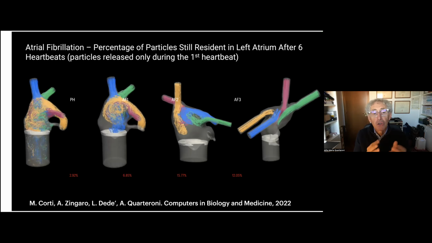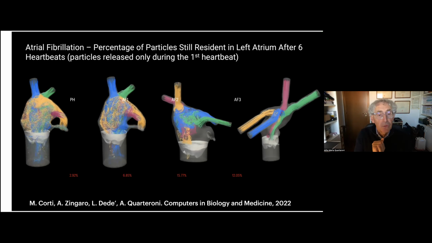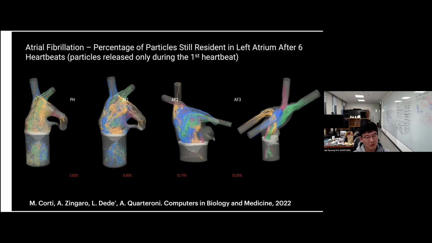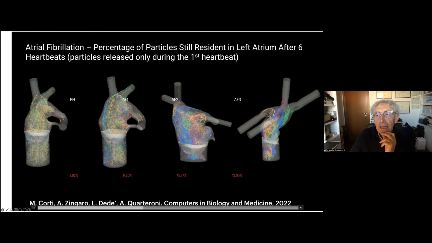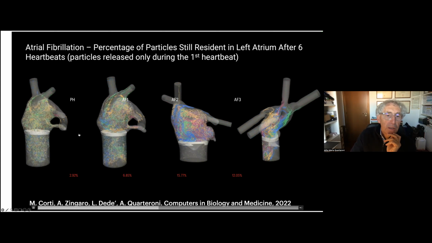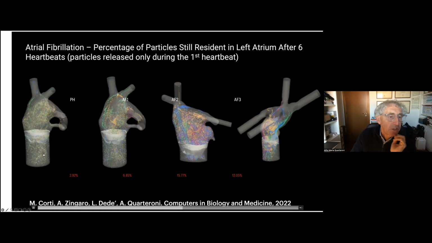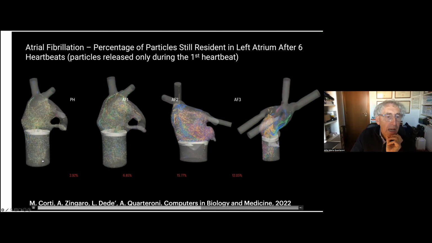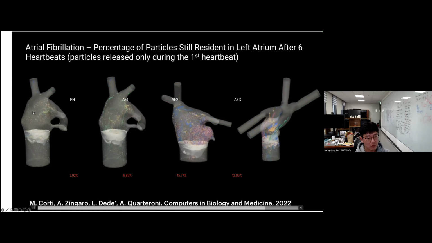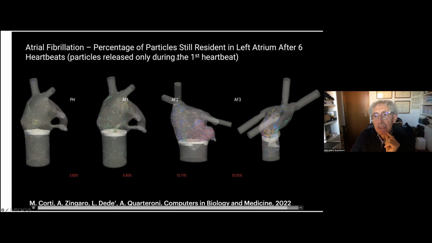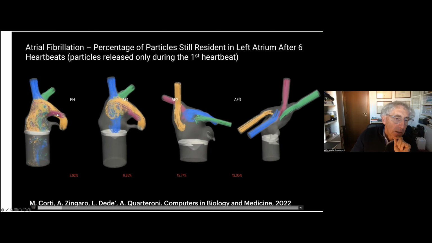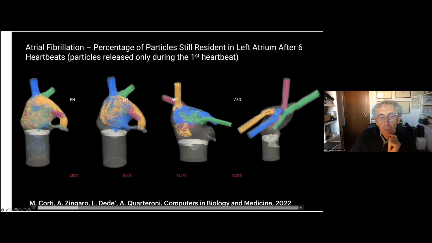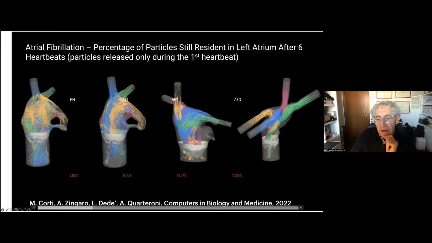Now, you can show that the different processes are actually connected together, and here is an example. This is a patient with atrial fibrillation. This is the left atrium, and we are injecting artificially blood particles, and we want to see how many of them are still in the left atrium after 6 heartbeats, right? So what you see on the left hand is a healthy patient, and what you see here is a patient with atrial fibrillation with increasing severity.